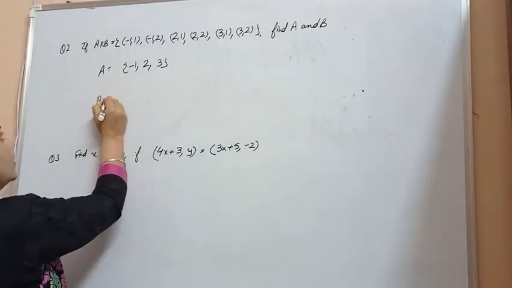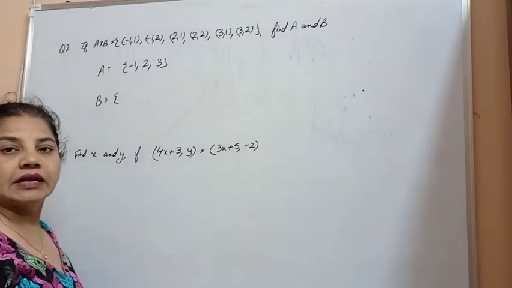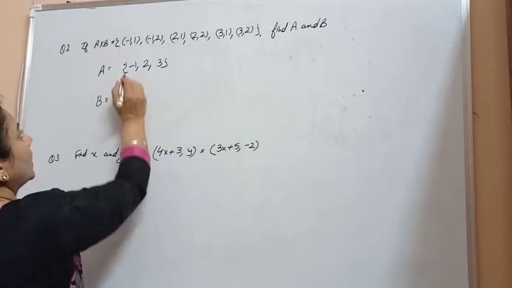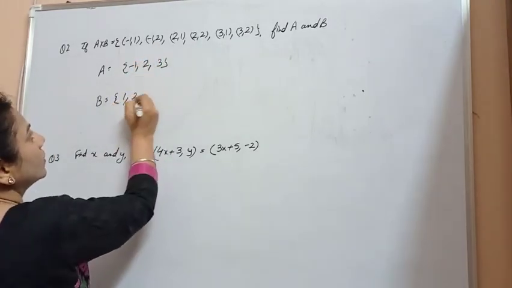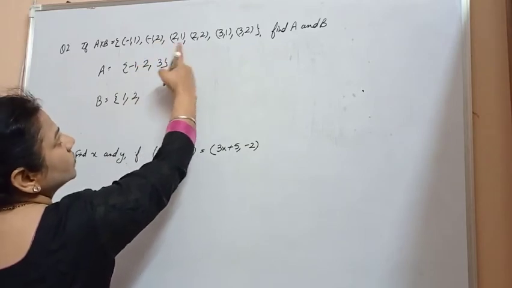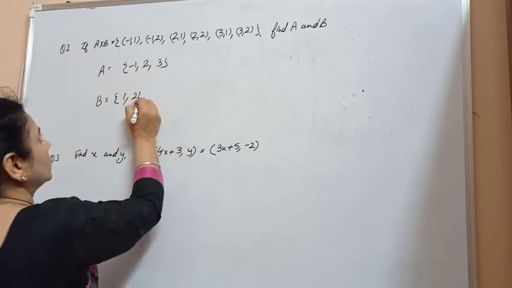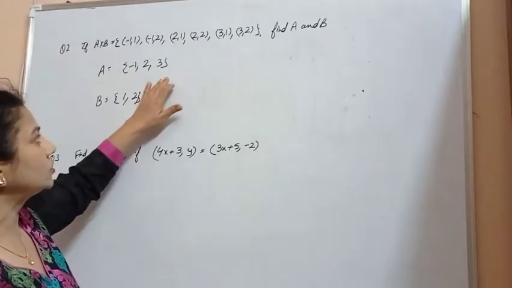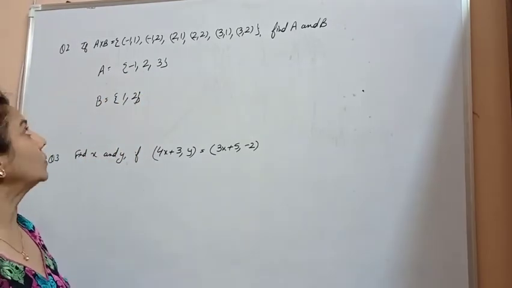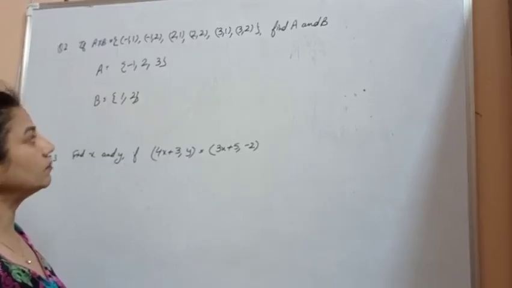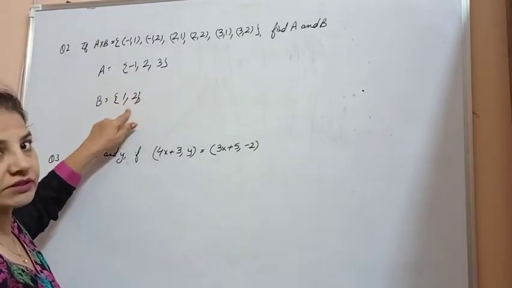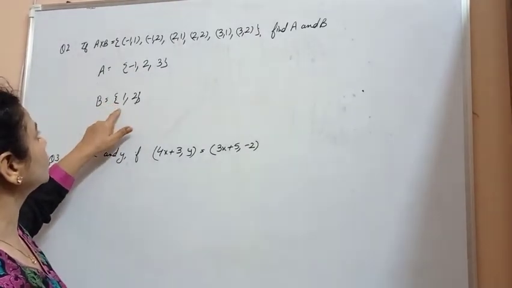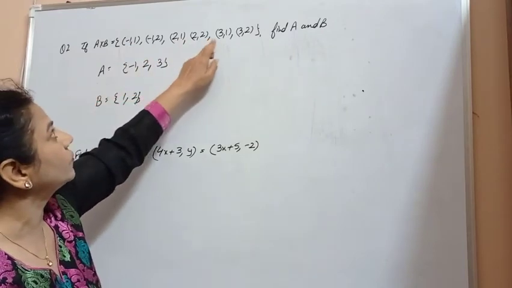For set B, we will collect all the second elements of the ordered pairs. That is 1, 2, and again 1 is there, 2 is there, then 1, 2. Only 1 or 2. So we can say that set A is {-1, 2, 3} and set B is {1, 2}. Let us check the number of ordered pairs. 3 into 2 is 6, so the number of ordered pairs should be 6 only. 1, 2, 3, 4, 5, 6.